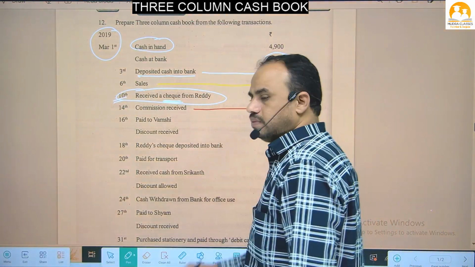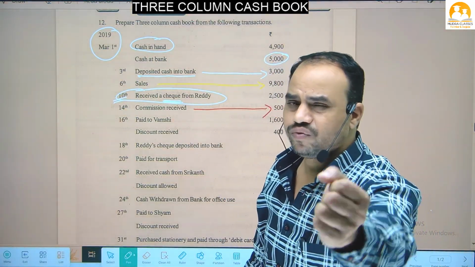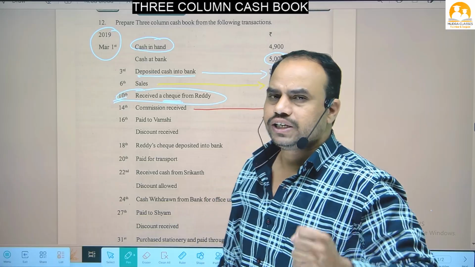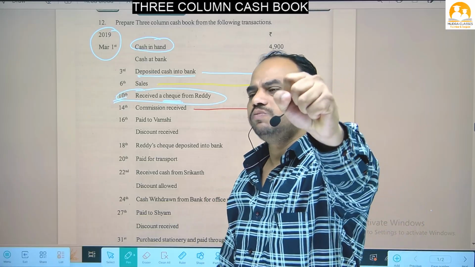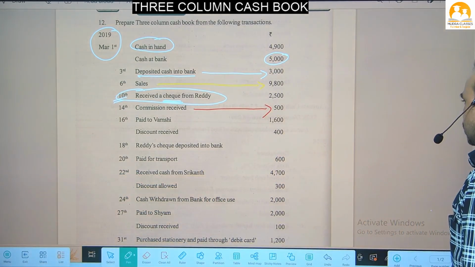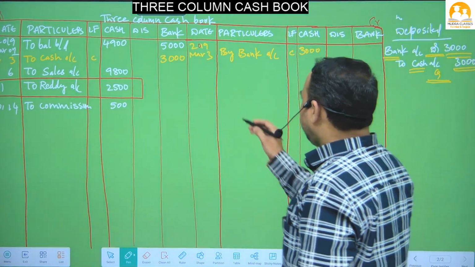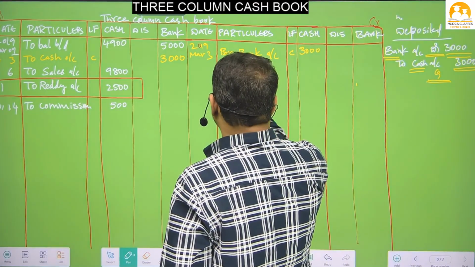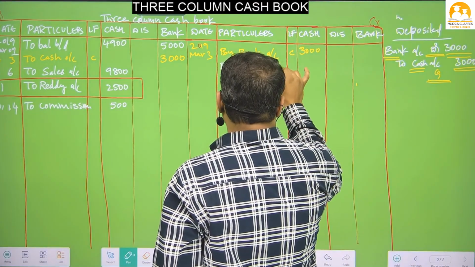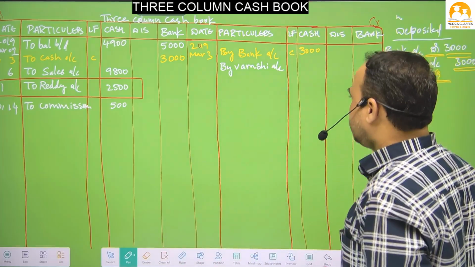Paid to Vamshi, said the business paid. What will we pay to Vamshi? Nana, paid to Vamshi means cash paid. So cash paid to Vamshi. When you paid cash to Vamshi, cash is going out from the business. When cash is going out from the business, you have to write on the credit side, by Vamshi account.